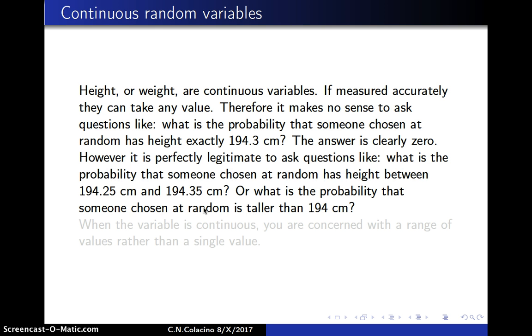However, it is perfectly legitimate to ask questions like, what is the probability that someone chosen at random has height between 194.25 centimeters and 194.35 centimeters? Or what is the probability that someone chosen at random is taller than 194 centimeters, has height greater than 194 centimeters? When the variable is continuous, we are concerned with a range of values rather than a single value.